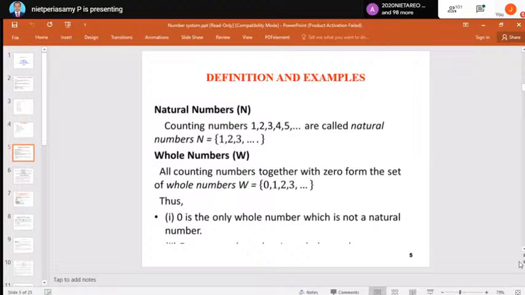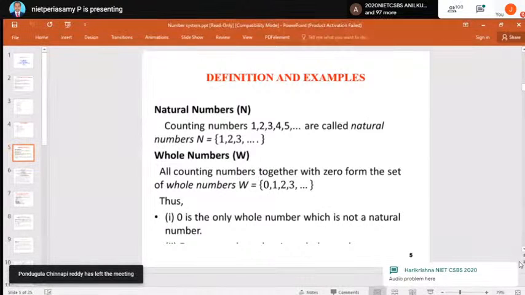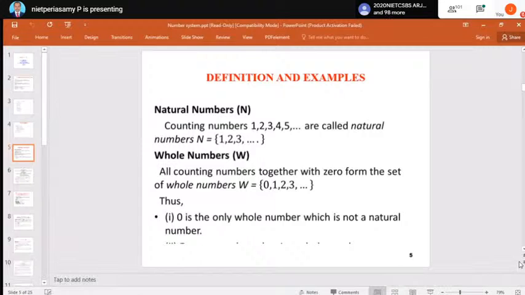All these concepts are already discussed at the school level. Natural numbers: the set of all numbers starting from 1, 2, 3, etc. So this one is the set of natural numbers. The capital letter N is used to represent the set of natural numbers.